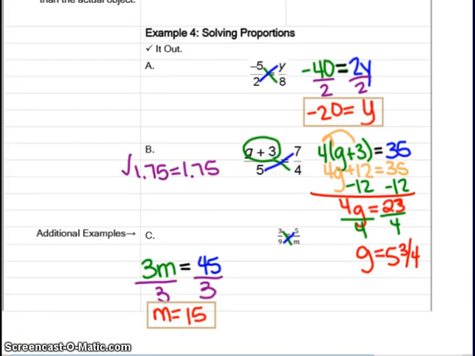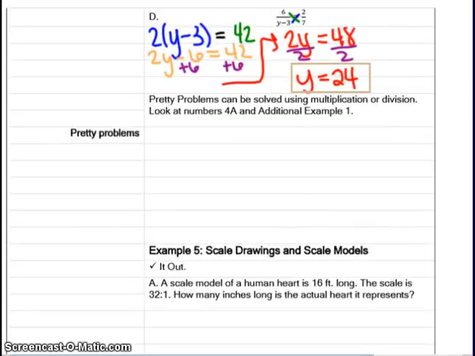Alright, so I went ahead and did letter C, and I got m equals 15. I did go ahead and plug that back in and check it on my calculator, and I got an equal statement, so I knew I did that correctly. Letter D, I went ahead and distributed and solved for the equation, and I got y is 24. And I plugged that back in my original proportion, and it came out to be true, so I know I did that correctly. We already talked a little bit about pretty problems.